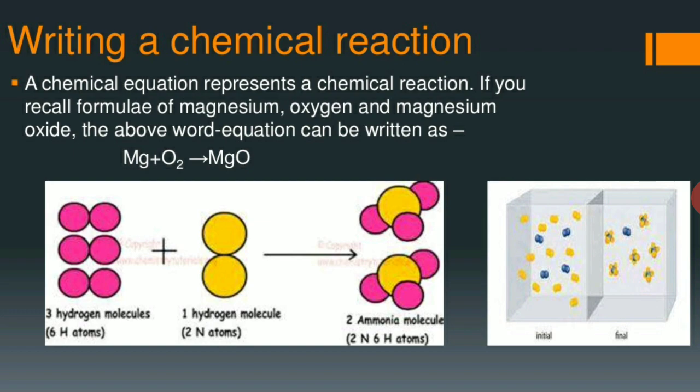So a chemical reaction can be represented by a word equation or by a chemical equation. When we represent with a chemical equation, it should be balanced, because the law of conservation of mass states that mass can neither be created nor be destroyed. So the number of atoms of a particular element on the LHS should be equal to the number of atoms in the RHS.